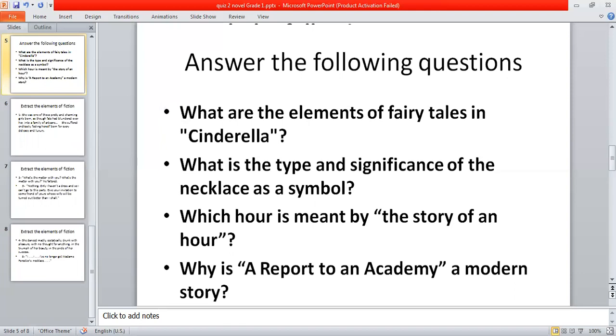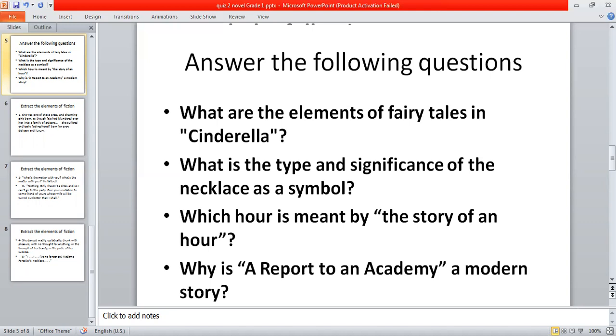Number 2, what is the type and the significance of the necklace as a symbol? What is the type and significance of the necklace as a symbol? Number 3, which hour is meant by the story of an hour? Which hour?